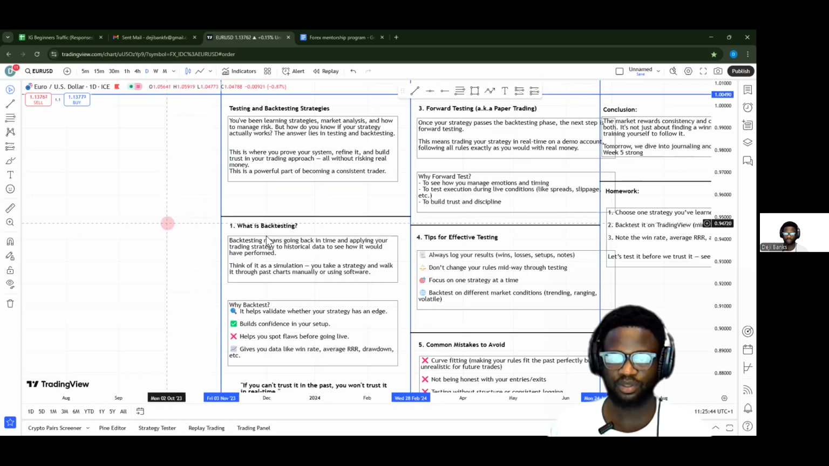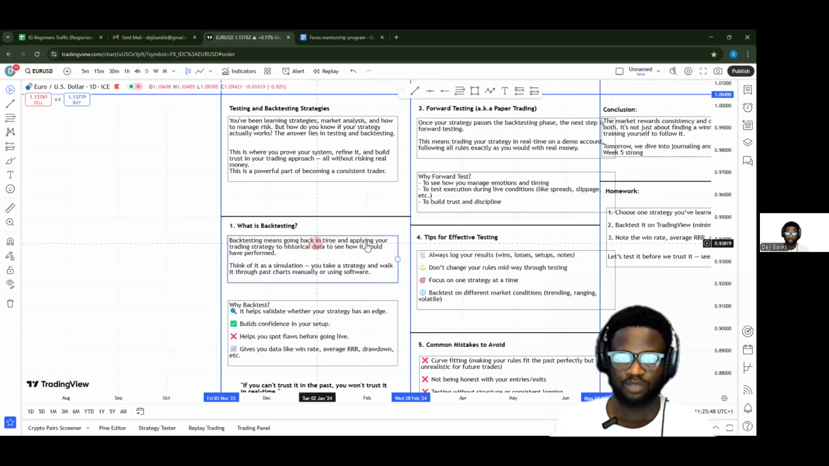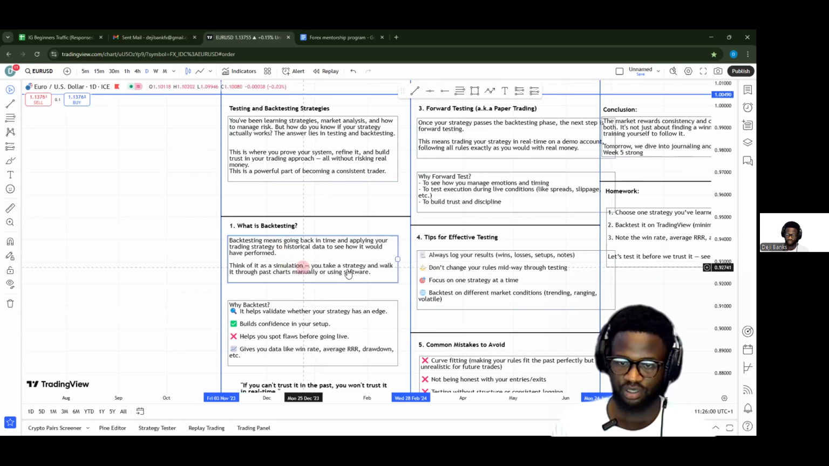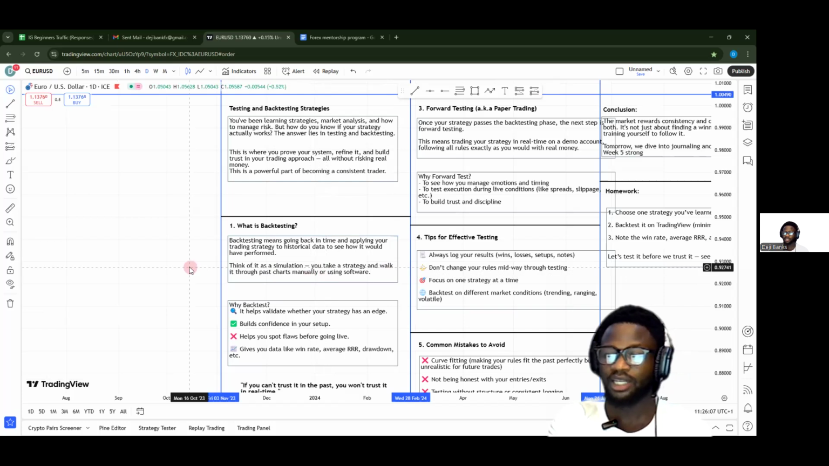What is back testing? Back testing means going back in time and applying your trading strategy to historical data to see how it would have performed. Think of it as a simulation, rather. You take a strategy and work it through past charts, manually or using software. Personally, the one I use is TradingView. I pay for Pro to be able to use the back testing or the replay tool.